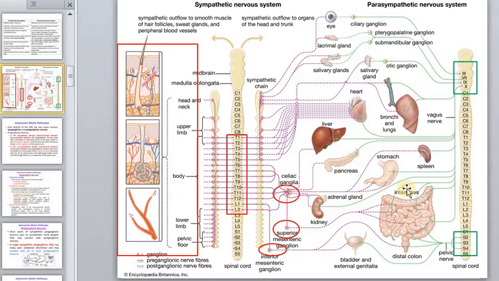In the parasympathetic division, the craniosacral division or craniosacral outflow, the preganglionic neurons have their cell bodies in the nuclei of four cranial nerves in the brain stem and in the lateral gray matter of the second through fourth sacral segments in the spinal cord. Sympathetic ganglia.